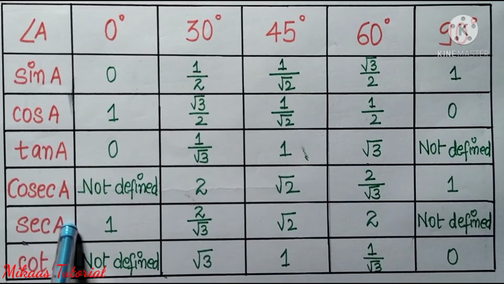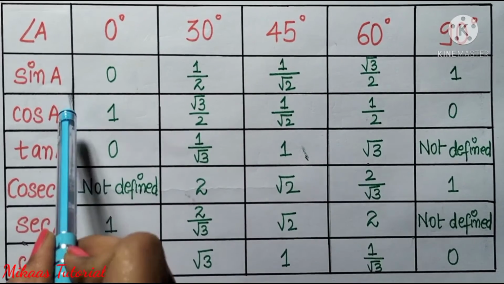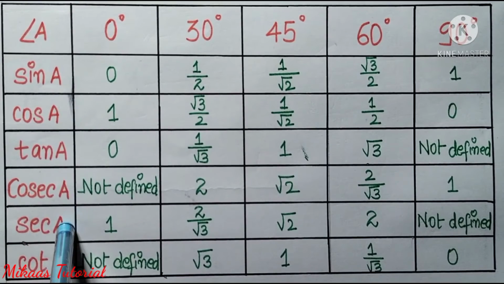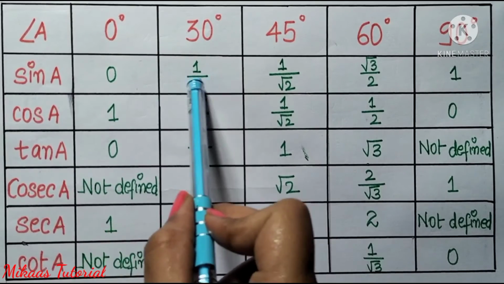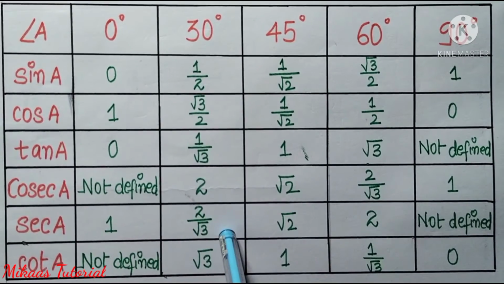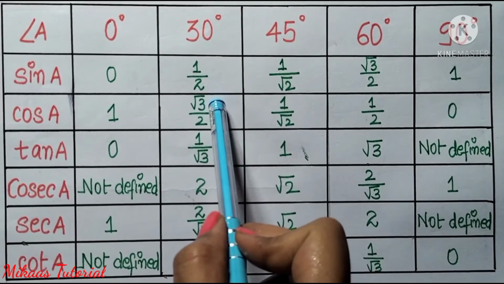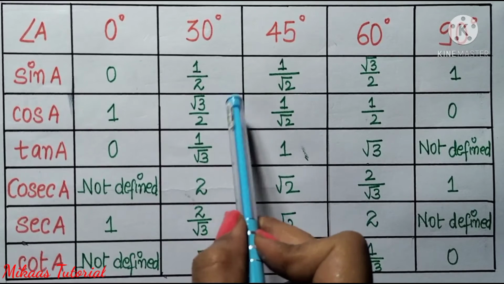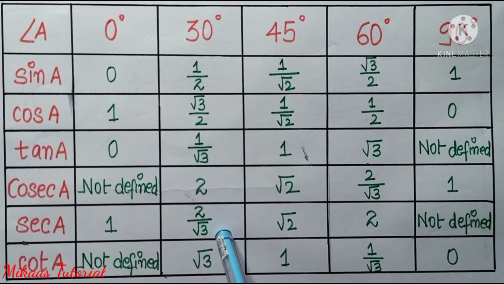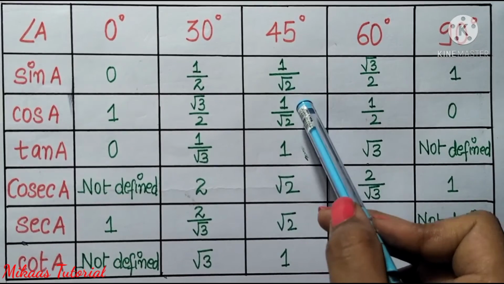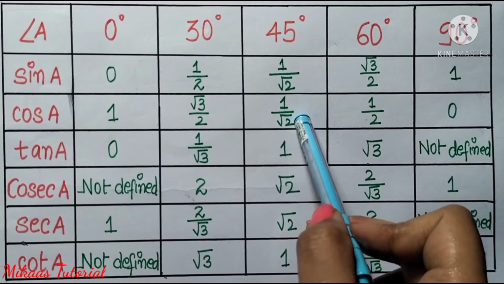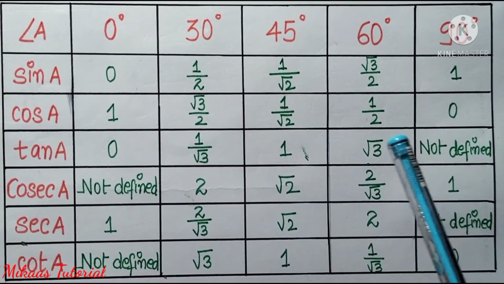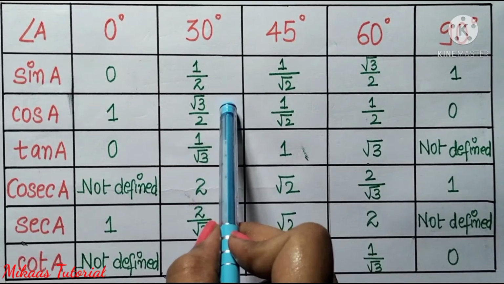Now I'll say how to calculate secant. For secant, you see the cos value. Cos is inversely proportional to secant. So what is the value of cos? Its inverse is the value of secant. See, cos 30 is root 3 by 2. Now the inverse of this is 2 by root 3. See, 2 by root 3, you got it. In the same way for 45 degree, cos is 1 by root 2. What is the inverse of this? Root 2 by 1. You got the value. You can find the secant value from the cos value.